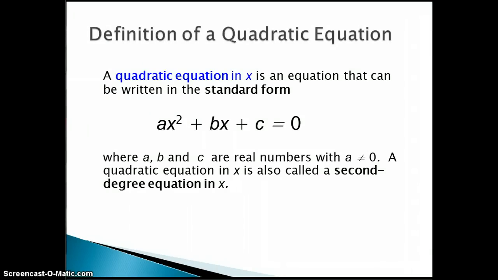So first let's look at the definition of what is a quadratic equation. A quadratic equation in x is an equation that can be written in the standard form ax squared plus bx plus c equals 0, where a, b, and c are real numbers with a not equal to 0. A quadratic equation in x is also called a second degree equation in x.